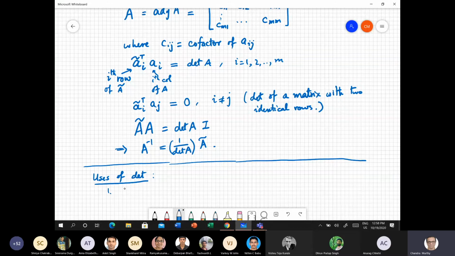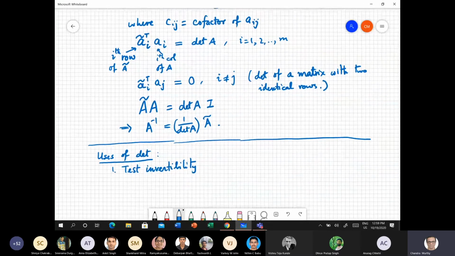The first is that it can be used to test invertibility. If the determinant of A is 0, then the matrix is not invertible. If it's non-zero, then it is invertible.